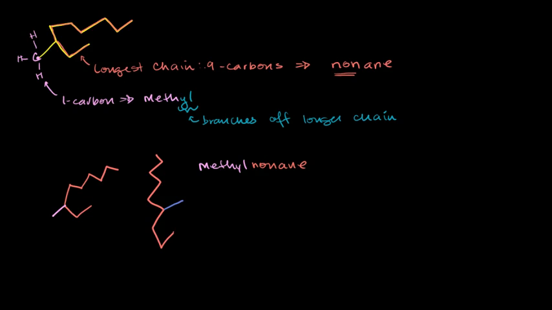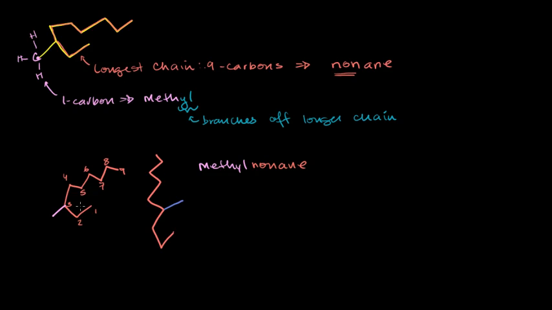So there are two possible ways to number this chain. You could start here as 1, 2, 3, 4, 5, 6, 7. Then the methyl group would be attached to the 7 carbon. Or you could start numbering from this end of the chain, where it would be 1, 2, 3, so it could also be attached to the third carbon, 3, 4, 5, 6, 7, 8, 9. So you want to number it so you're closest to the methyl group. So you want to start here, 1, 2, 3, 4, 5, 6, 7, 8, 9.